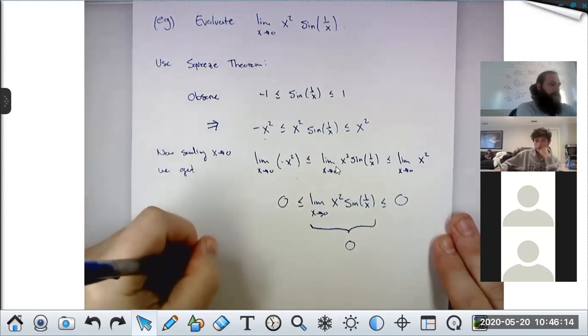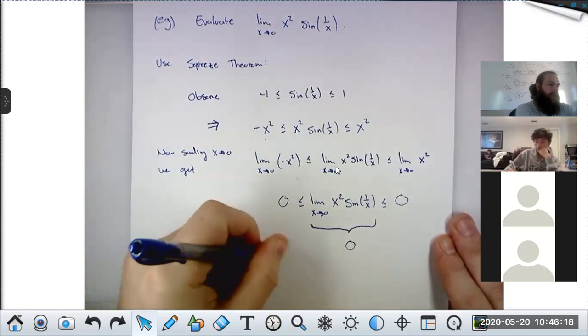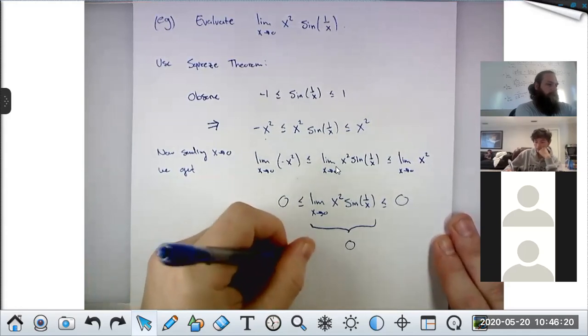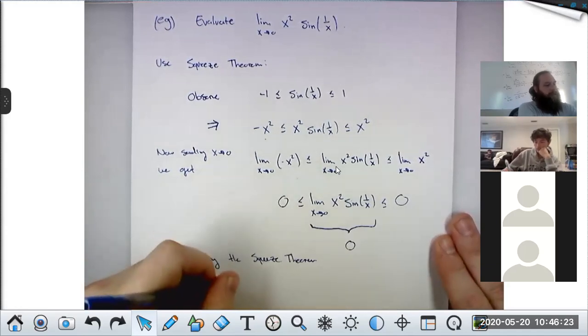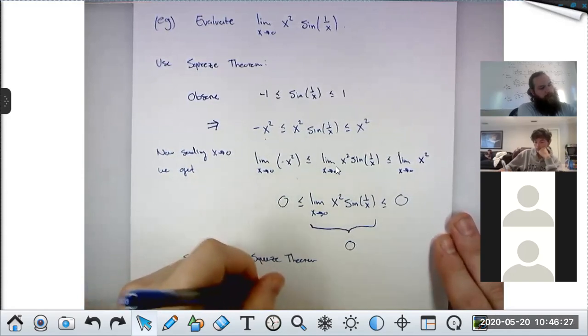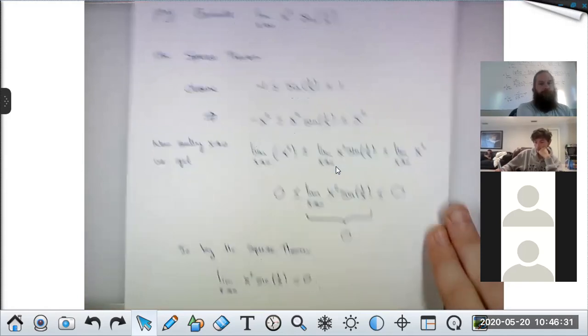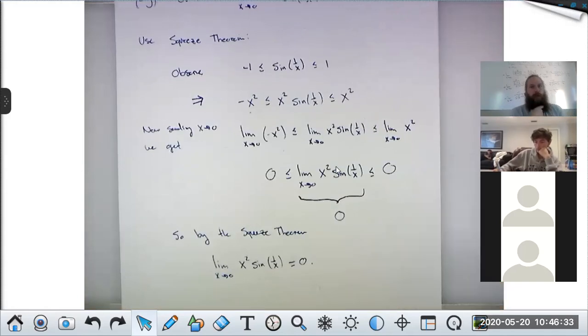The way we finish this up is, by the squeeze theorem, the limit as x goes to 0 of x squared times the sine of 1 over x is 0. And this is a really typical squeeze theorem problem.